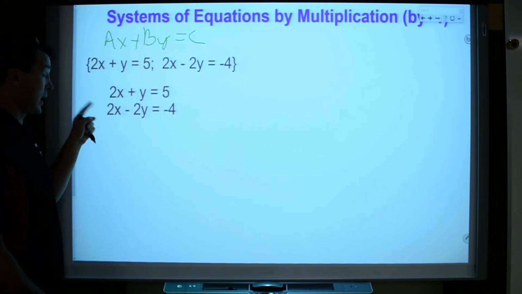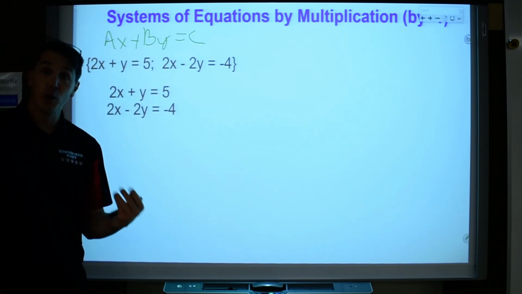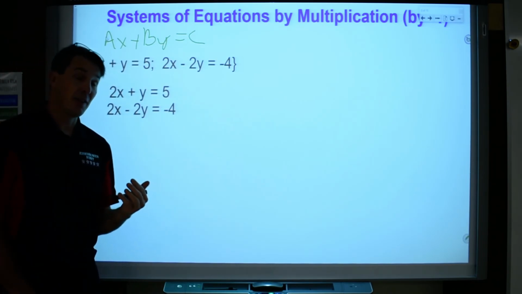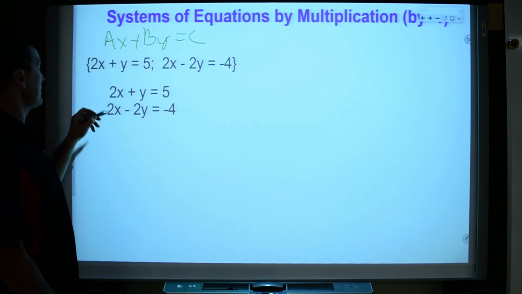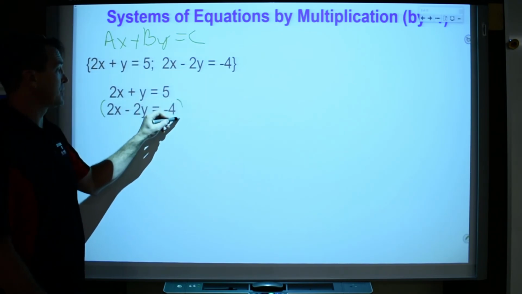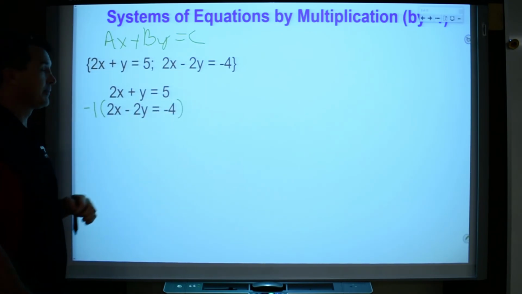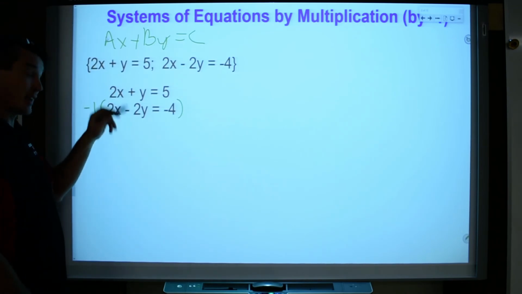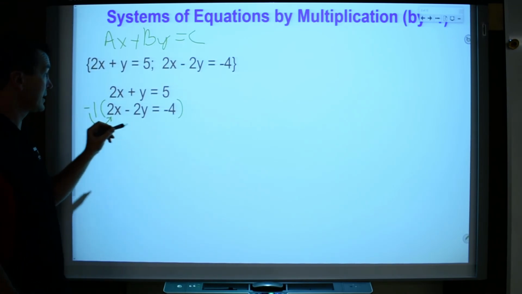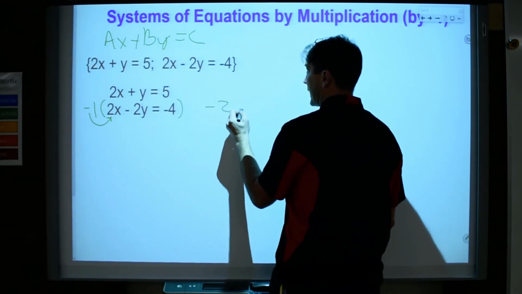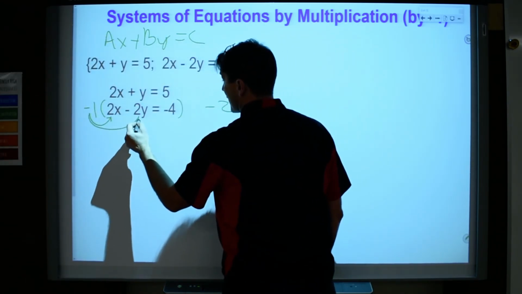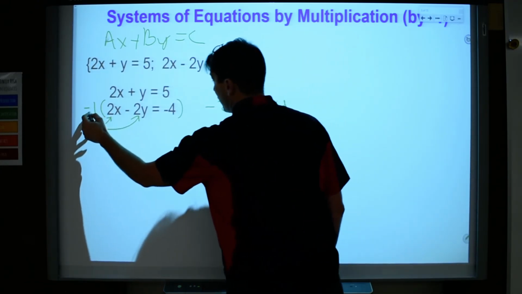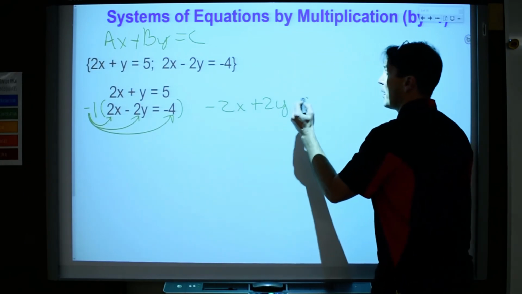If I could subtract one from the other, that would eliminate it, right? To do that, though, I'd have to make it negative. So what I'm going to do is multiply the bottom equation by -1, distributing it through the entire equation. So -1 times 2x is -2x. -1 times -2y is +2y. And -1 times -4 is +4.